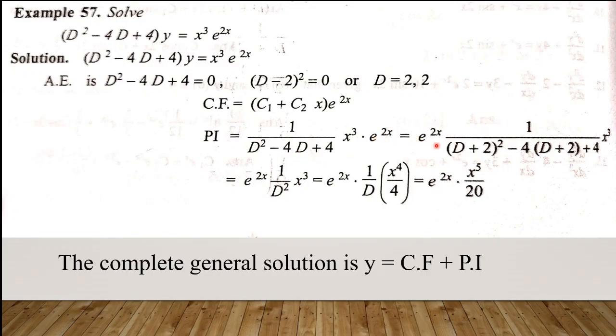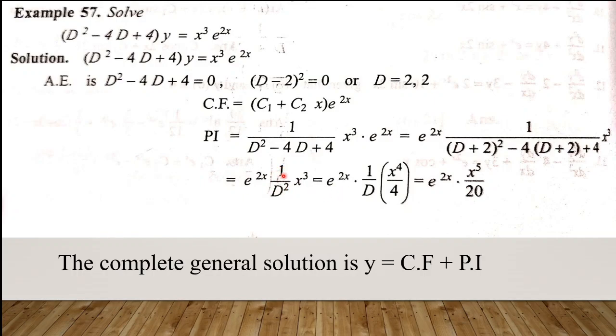So I have written e to the power 2x separately, multiplied by 1 upon, where every d is replaced by d plus 2, and now operated on x to the power m. Expand this, d plus 2 whole square; after simplification and cancellation of the terms, I am left with only 1 upon d square. Recently I talked about the role of 1 upon d as an inverse operator: integration. What is the role of 1 upon d square as an inverse operator? Double integration.